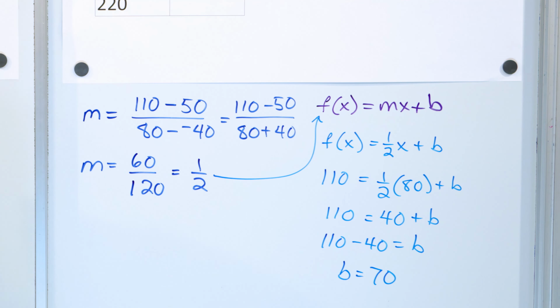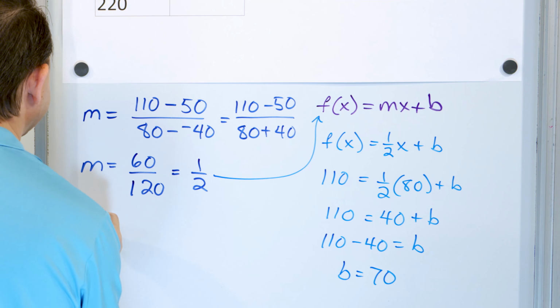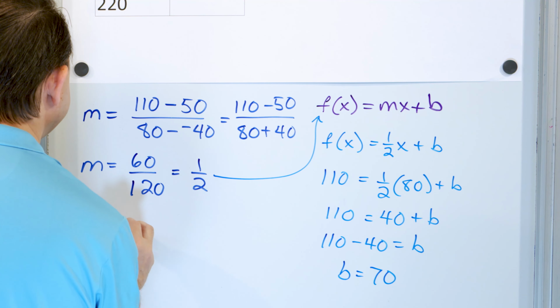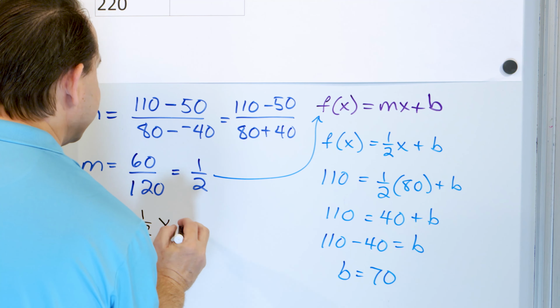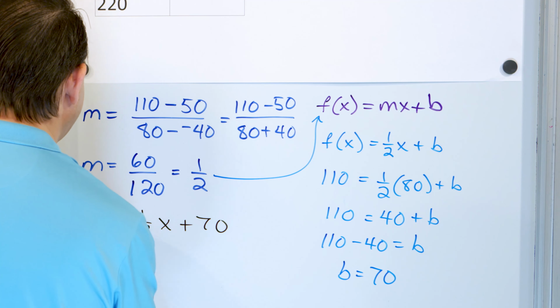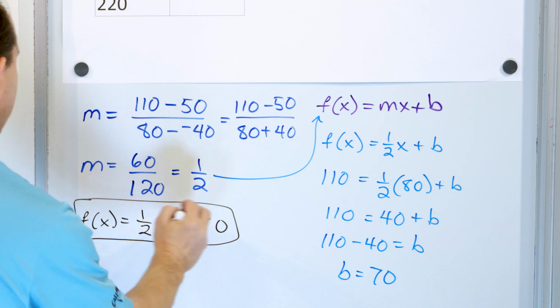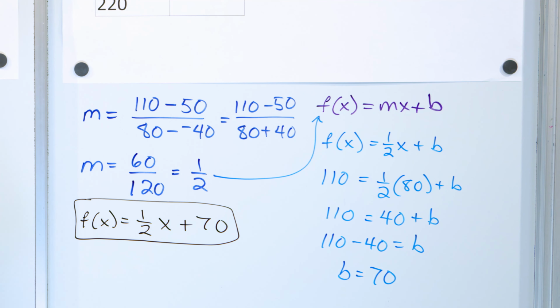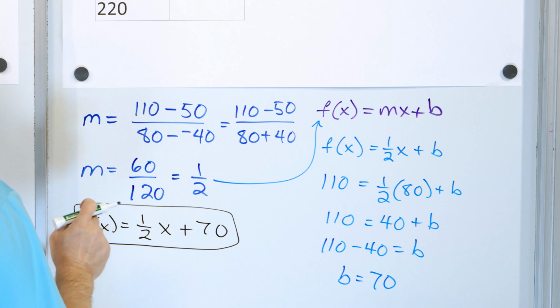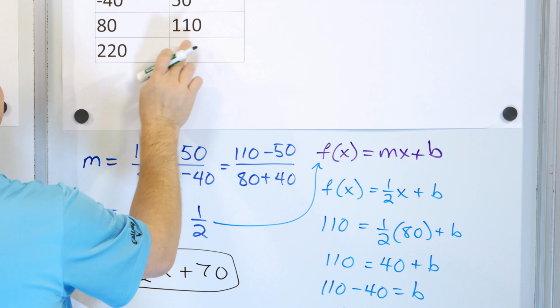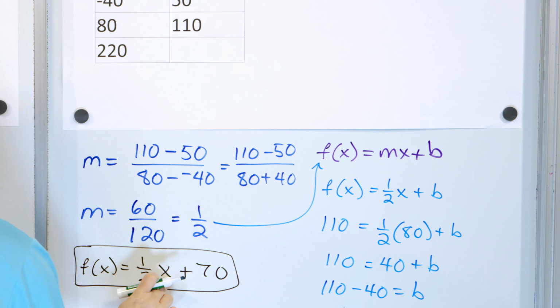Now that I have the y-intercept and the slope, I can say that f of x is equal to the slope 1/2 times x plus 70. This is like half of the answer. It's basically figuring out what the equation of this line is, 1/2 x plus 70. And then what we want to do for our final answer is predict the unknown value here in the table. So when the input is 220, what happens?